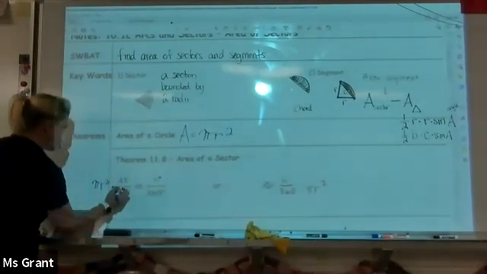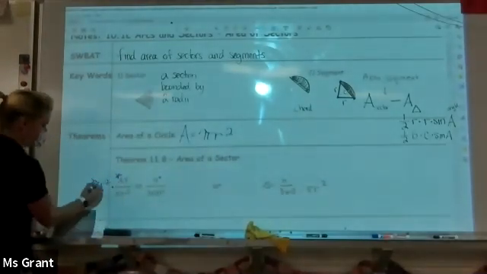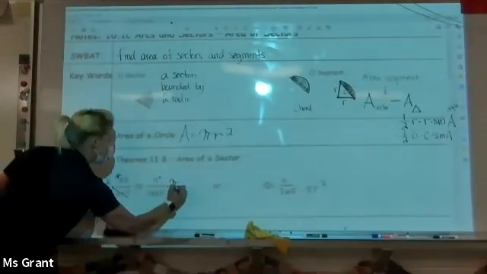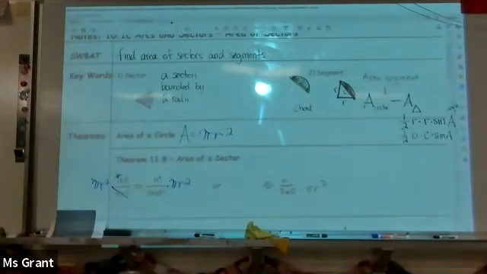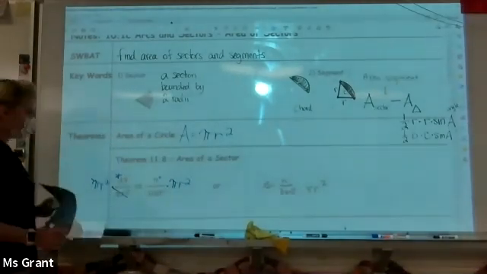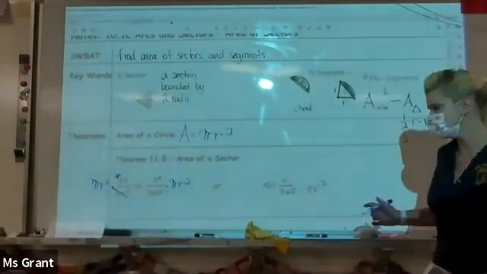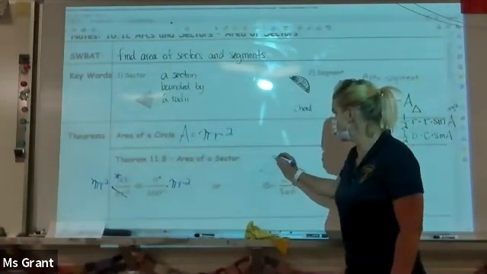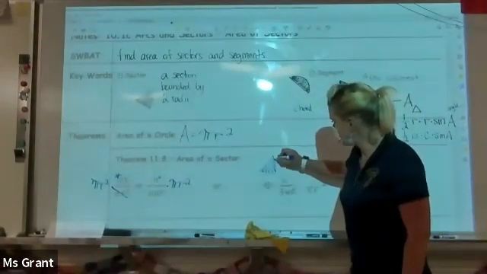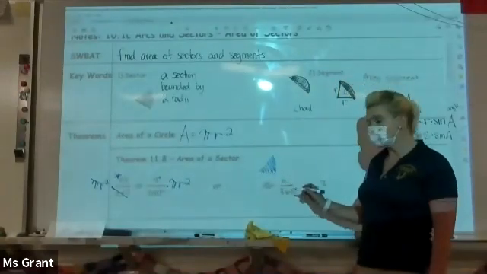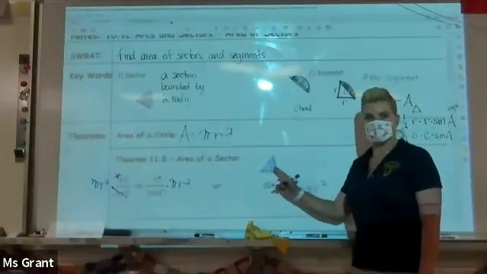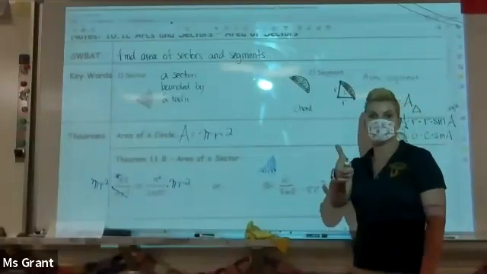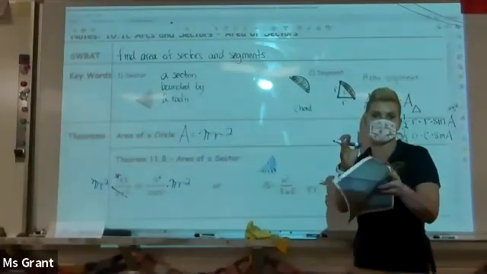But if I want to just isolate area of the sector, I'm going to multiply and move the pi r squared over to the right so that I have only, and here it is, handwritten, area of the sector. The sector is this pie-shaped region, right? Whatever degrees the angle is divided by 360 times pi r squared. So I need to know the radius and I need to know the degrees of this opening, of this angle.